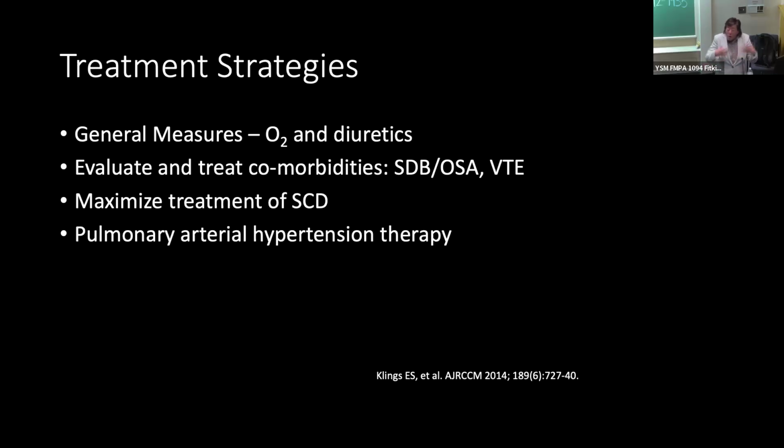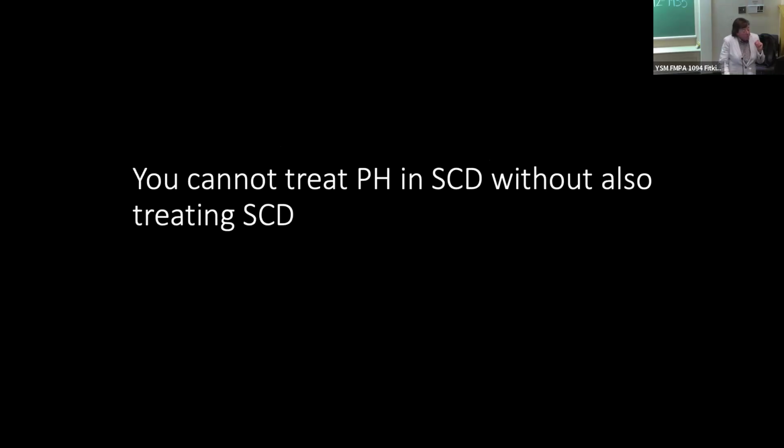If they're volume overloaded, we use diuretics. There's a concern that if you over-diurese people or if they're dehydrated, they'll have erythrocyte sickling. If they're volume overloaded, they respond fine to diuretics. We also look for and treat underlying comorbidities. We talked about thrombosis, but we also do sleep studies. We look for sleep disordered breathing, but we have to maximize the treatment of their sickle cell disease. And that's what I've learned in this field, that you can never ignore the sickle cell disease. And I think about pH therapy in this realm for the people who have pure precapillary disease.